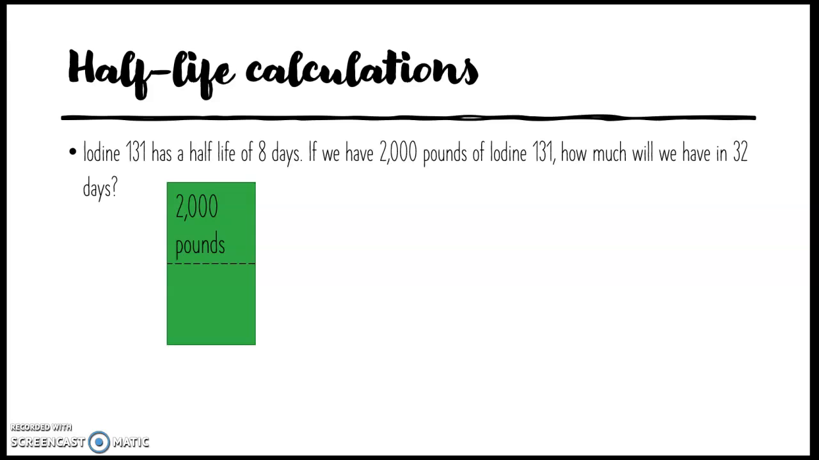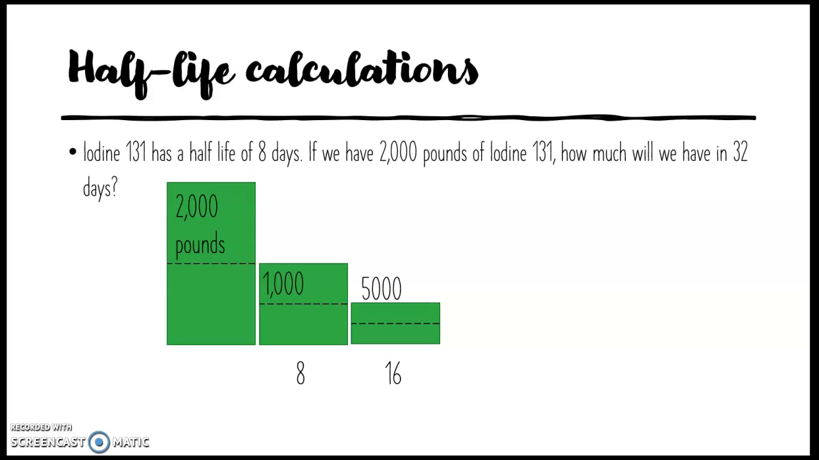So say we start off with 2,000 pounds. In 8 days, we'll only have 1,000 pounds. And in 16 days, we will only have 500 pounds. In 24 days, so 8 plus 8 plus 8, we will have 250 pounds, which is half of 500. And then in 32 days, we will have 125 pounds left of radioactive iodine-131 isotopes.